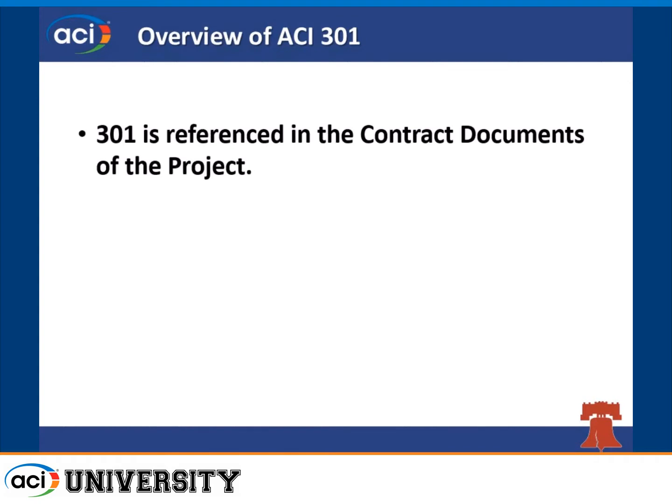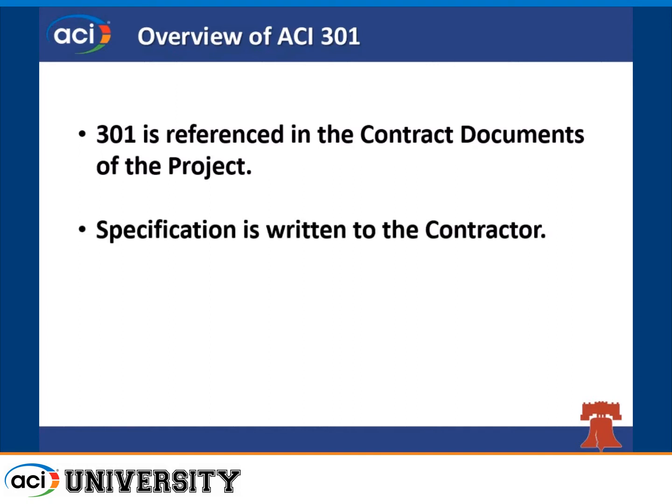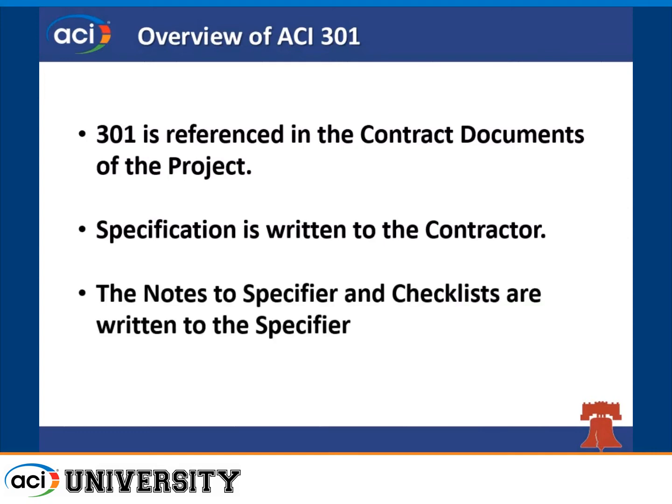So 301 is referenced in contract documents of a project and is a very common default specification that is referenced. So people should be aware of what the content is in 301. It is written not to the licensed design professional, but instead to the contractor. So the language is for the contractor to build the project. And there are some provisions in 301 that are different than the way 318 is designed as a code commentary. So we will talk about the notes to the specifier and the checklists that are mandatory versus some optional requirements to give you a different way of doing things if you like.